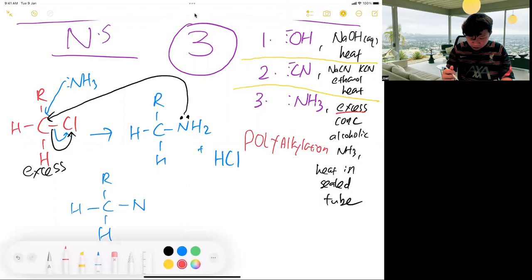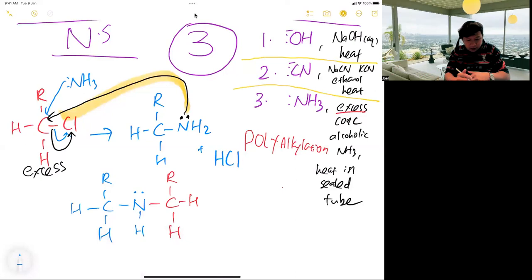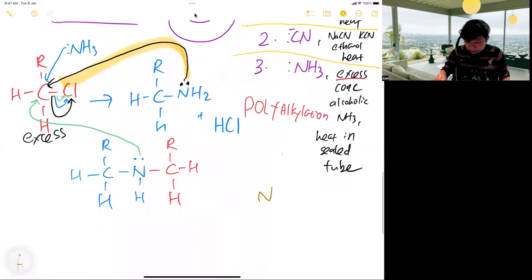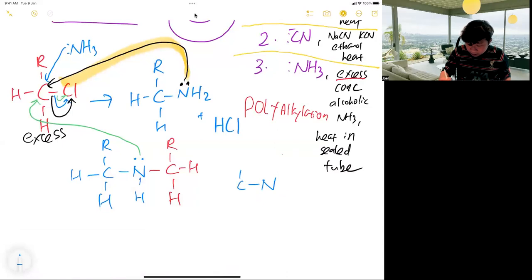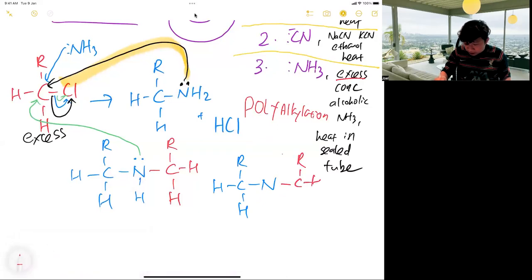Because it attacks, it hits the C. Then there's still the H, and then a lone pair. Then of course, this guy can attack one more time. So later on, you must draw out the third one. I should use the color code, then you understand fully. So N, CRHH, and then CRHH.